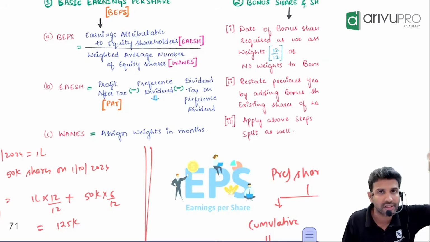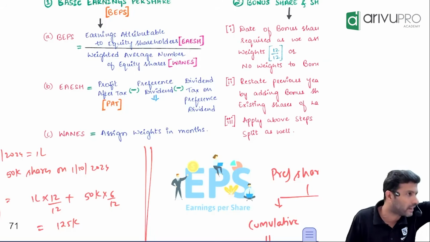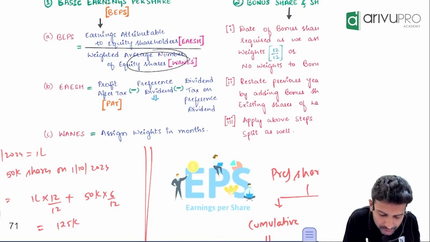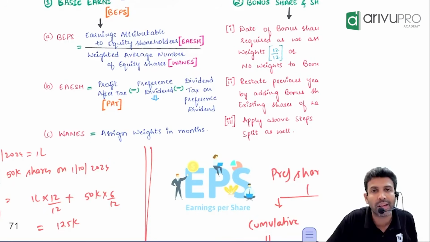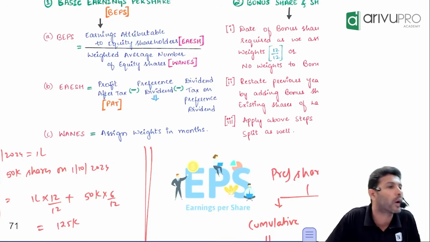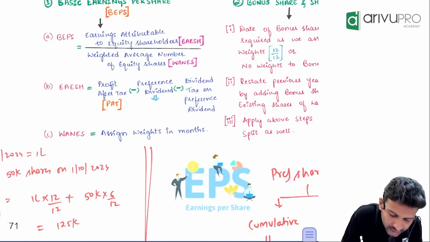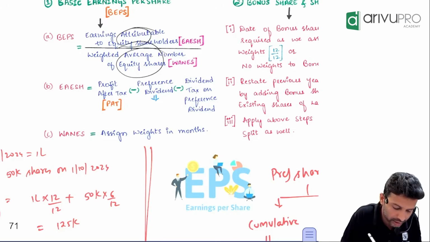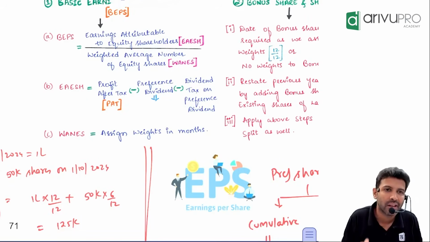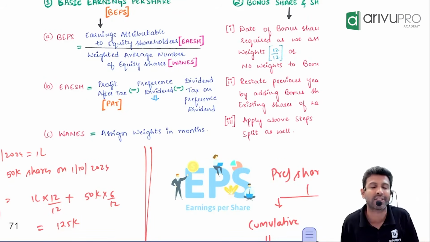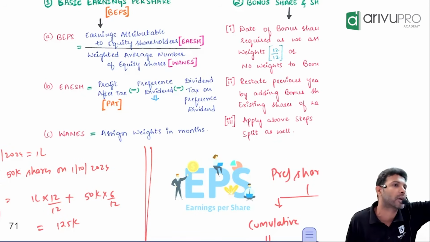Since earnings is affected by time, in the denominator we don't take total shares, we rather assign weights in time. Since earnings is affected by time, the denominator also should be expressed in time. Hence, we don't take total number of shares, rather we take weighted average number of shares.